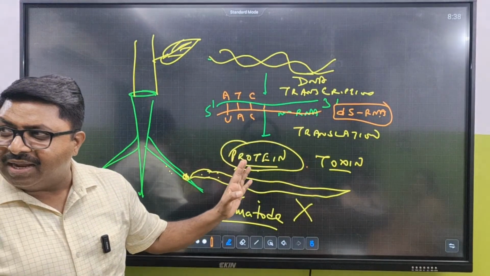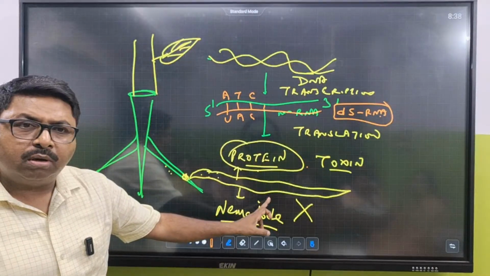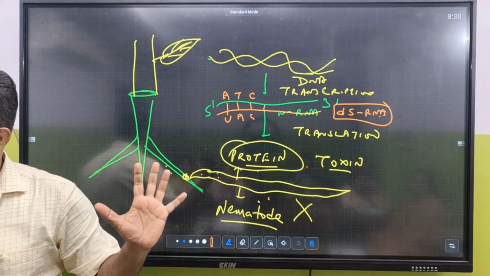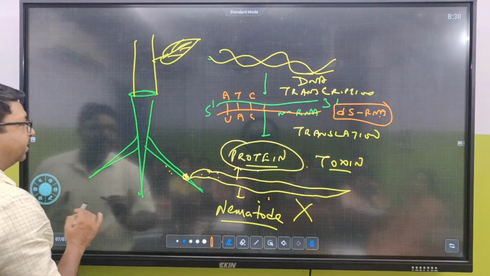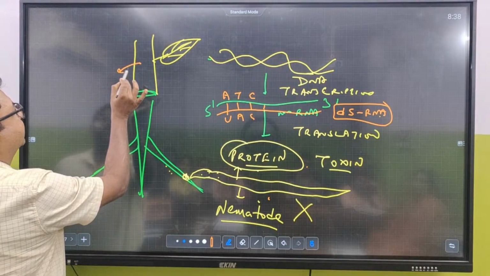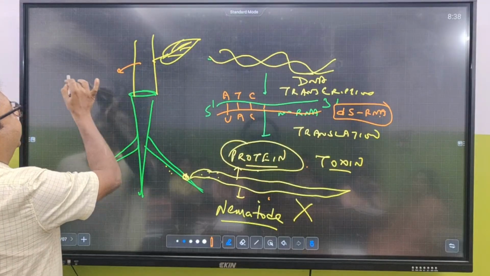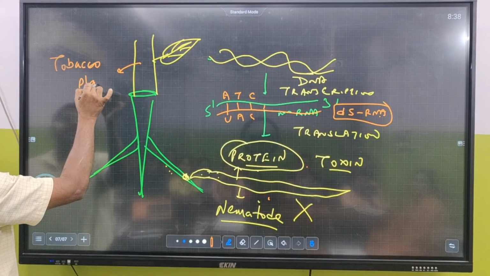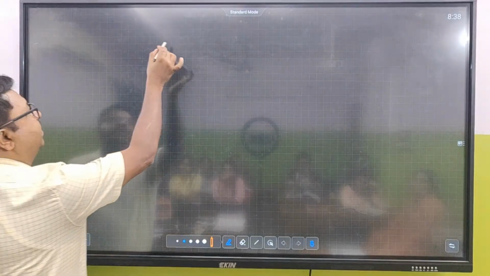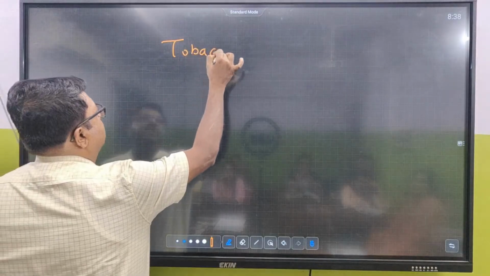So do you think in any case we are harming this nematode? No. Any issues with this? Okay. So how are we going to do it? First, we have to make this particular plant. What is this plant? Tobacco plant. So we have to make this tobacco plant a transgenic one.